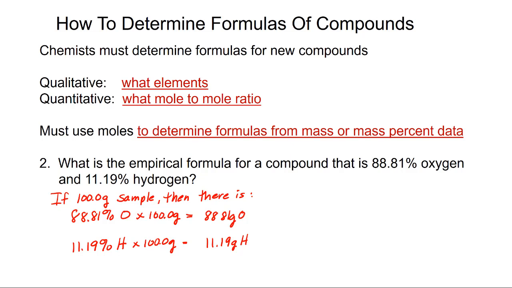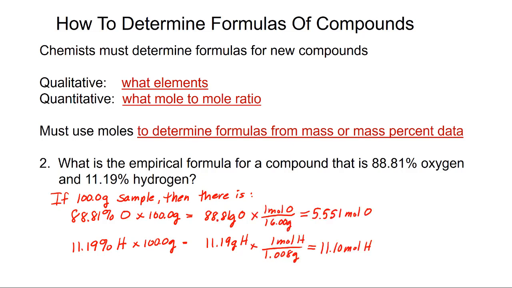Once we know the masses of each of the elements, we can use those mass values to calculate moles. Dividing those masses by the molar mass will allow us to calculate the moles of each of those substances. Now, we can't write a formula for this compound of oxygen and hydrogen with these numbers of moles, because we know that the numbers of atoms in a molecule need to be whole numbers.